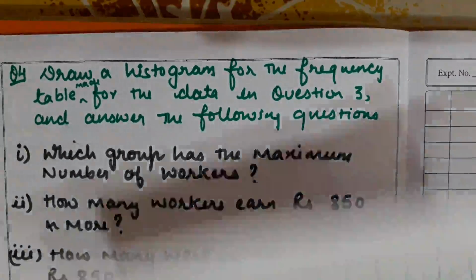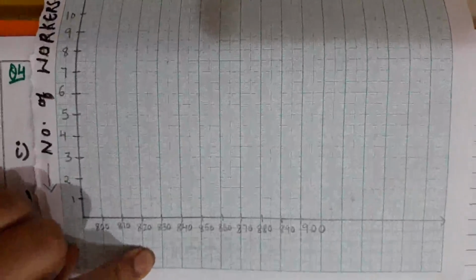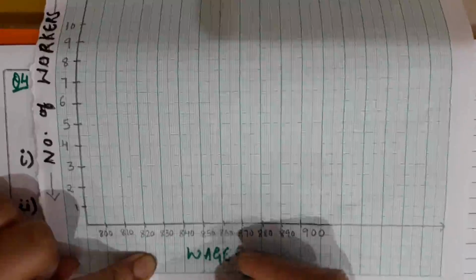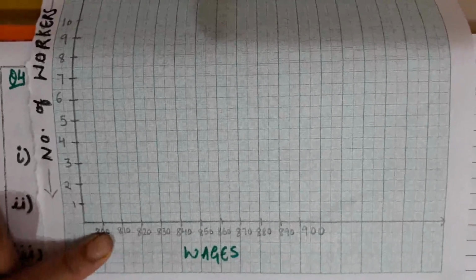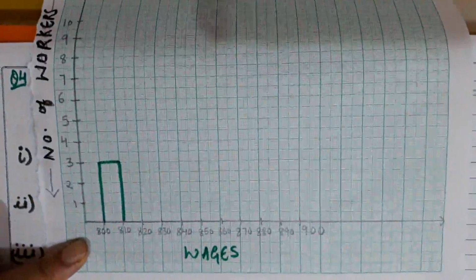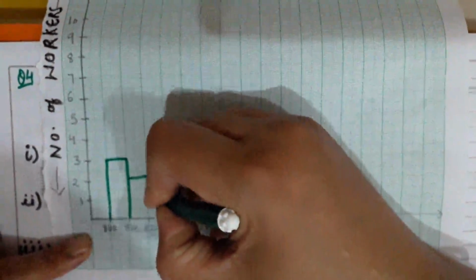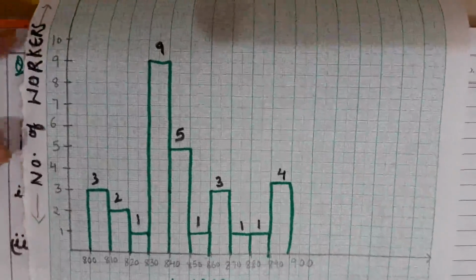So let's make that histogram. I have taken the bar graph like this. Here I am going to represent the number of workers, and down here I am going to represent the wages. Between 800 to 810 we have a frequency of 3, like this. Then between 810 to 820 you have a frequency of 2. In this way you can make the histogram, and this is how your histogram is going to look.